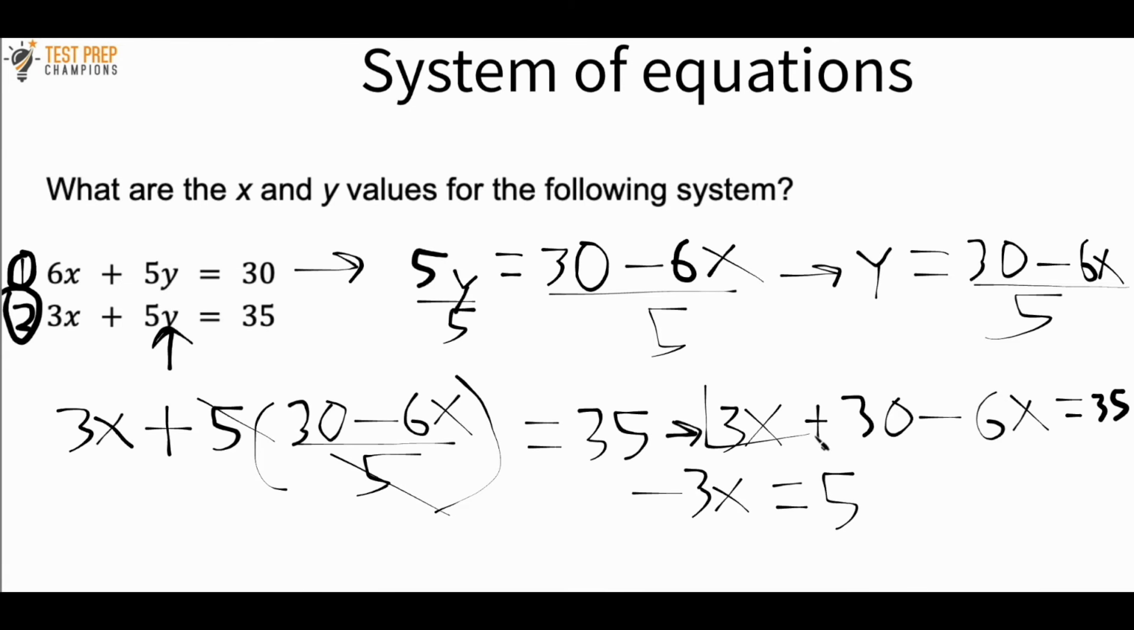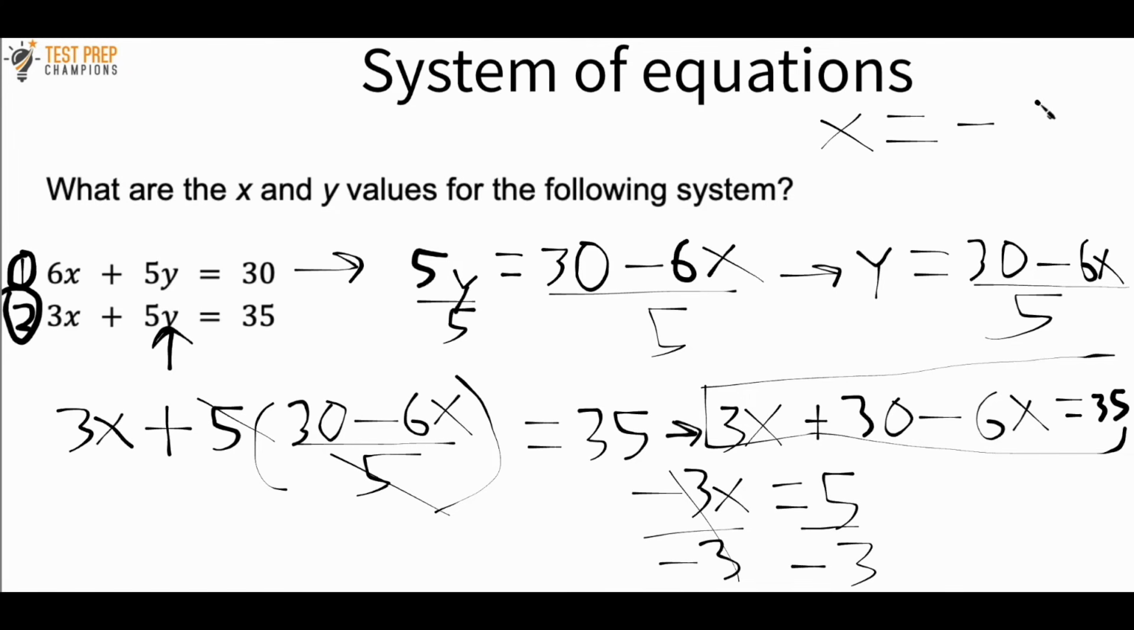So I'm just going to take this 3x plus 30 minus 6x equals 35, and I'm going to solve it for x. And to do that, again, I want to subtract 30 from both sides. That's how I got this 5 here. And I want to do 3x minus 6x, which gives me negative 3x equals 5. And we almost have x by itself. What we need to do here to finish this is divide by negative 3 on both sides. Okay, so what we've learned is that x equals negative 5 over 3.